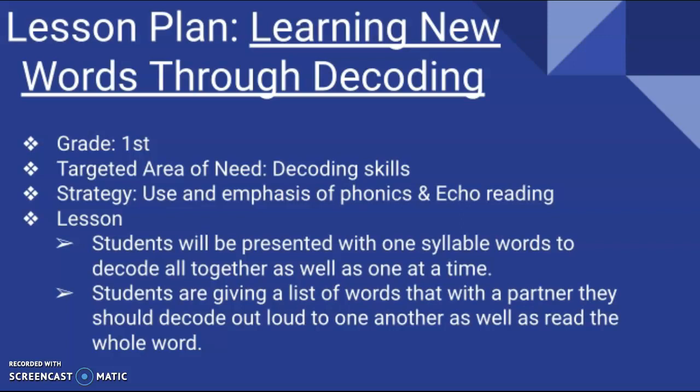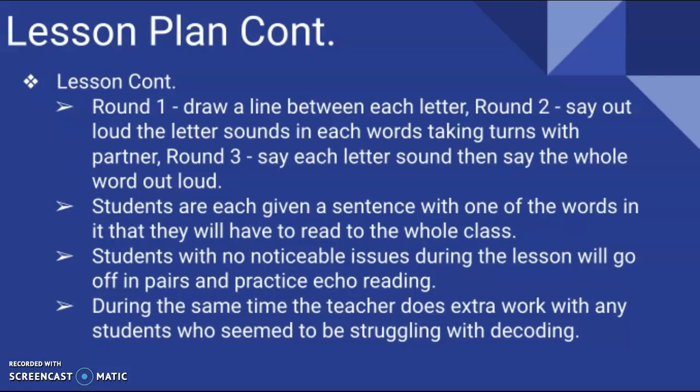The students will be presented on a blackboard with one-syllable words to decode as a whole class, as well as one at a time when called on. Then the students will be given partners and a list of more words that they will practice decoding and reading to each other. There would be 3 rounds to this part. The first is that they should mark a line in between each letter of the words. The second being that they would say the letter sounds out loud, and then round 3 is saying each letter sound, then saying the whole word out loud.